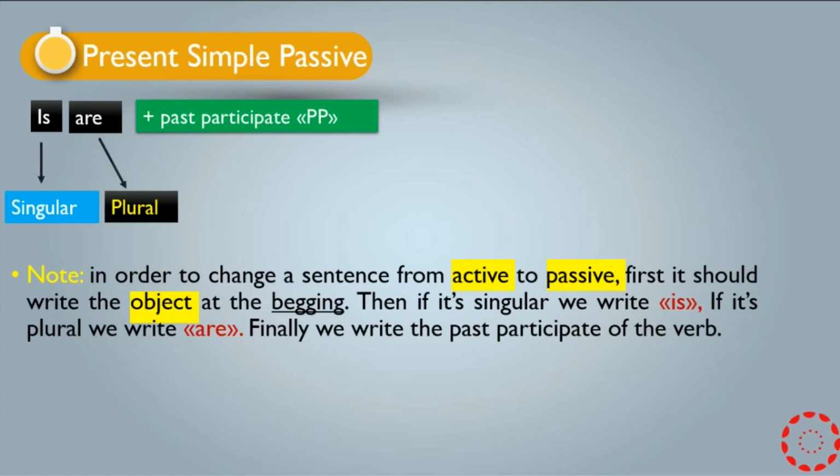Then, if it is singular, we write is, as I mentioned before. And if it is plural, we write are. Finally, we write the past participle of the verb. So, I will say that again. In order to change a sentence from active to passive, first we should find the object and bring it to the beginning. After that, we will look at the object. If it is singular, we write is. If it is plural, we write are. And after that, we will change the verb to past participle.